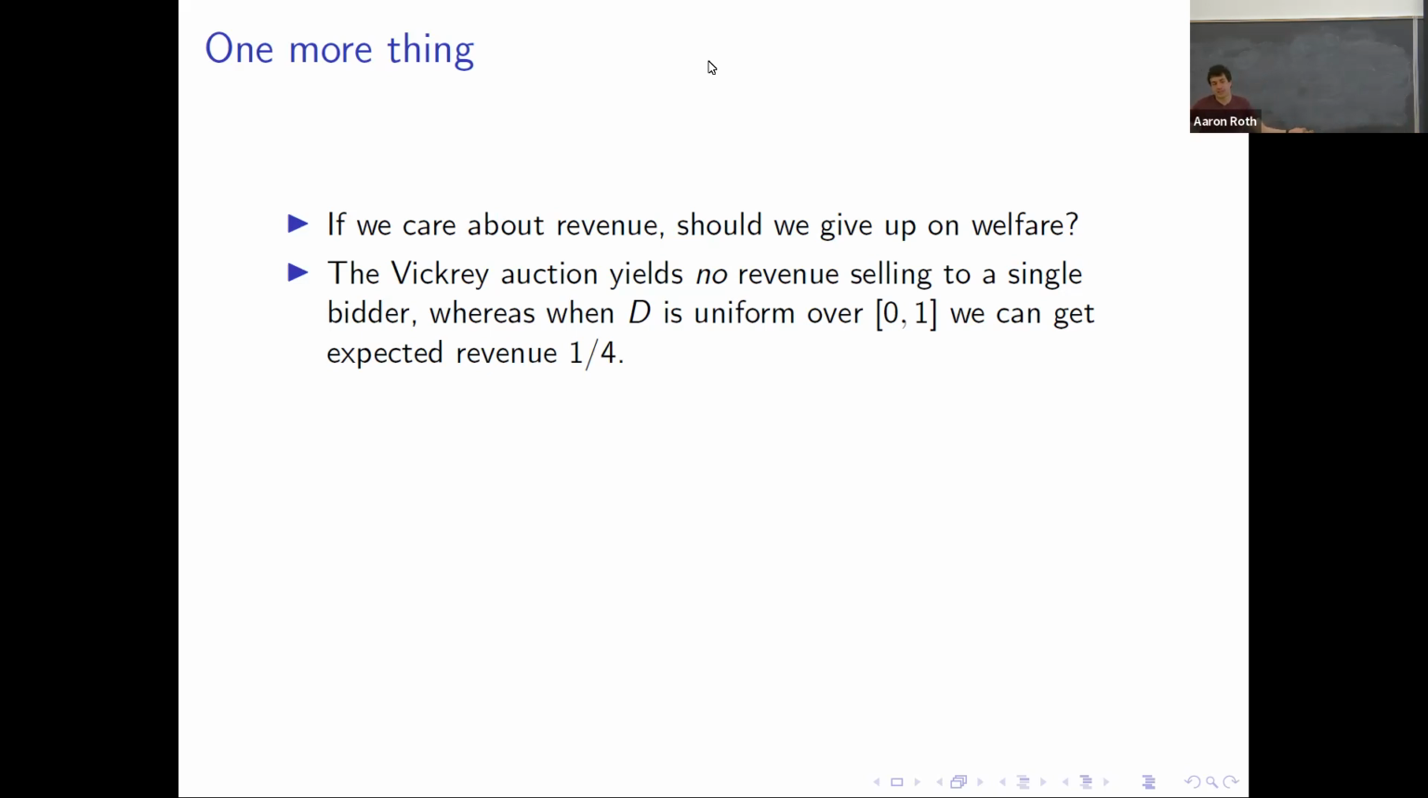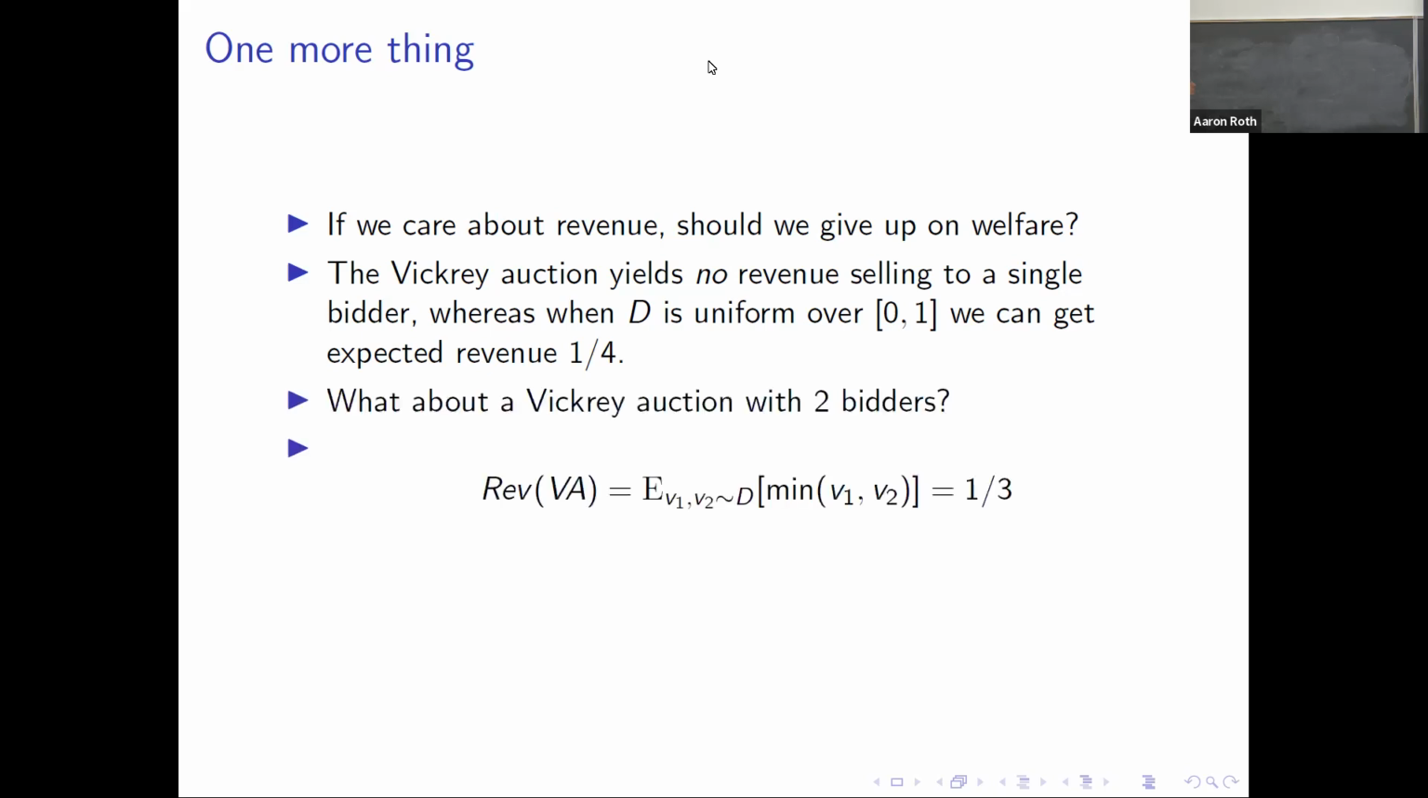I wouldn't have maximized welfare. I'd only give the item out half the time, but I would get some revenue. I'd get revenue of a quarter, an infinite factor more than the 0 revenue of the VCG mechanism. So it seems from this example that maybe there's no way to simultaneously optimize welfare and revenue. But you can think, okay, well, fine, if there's one bidder.